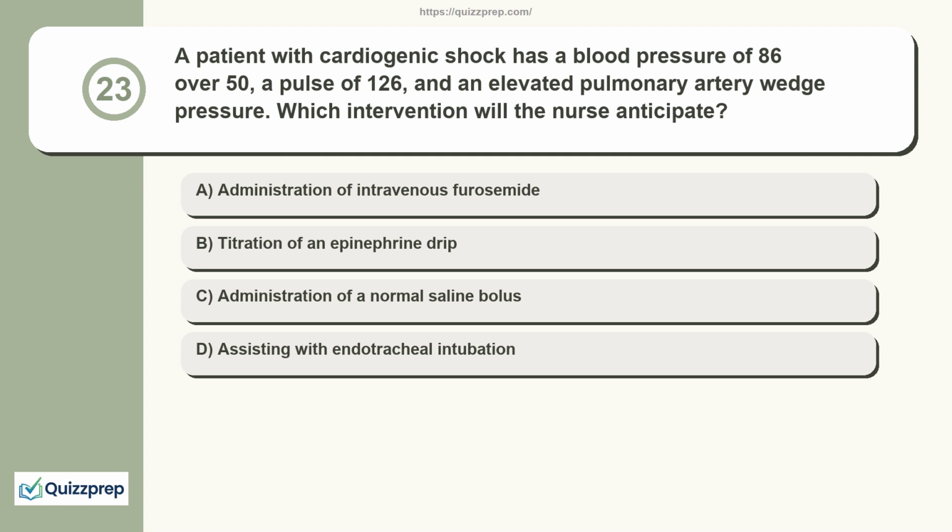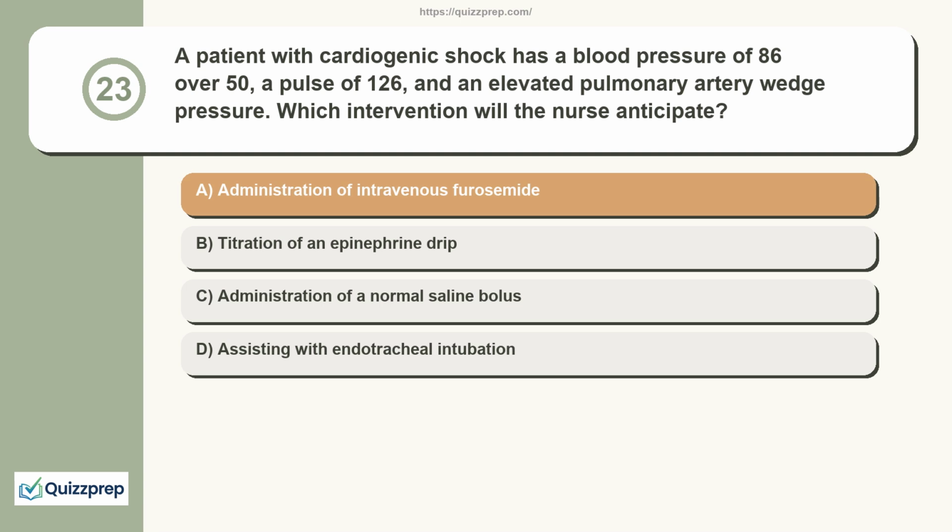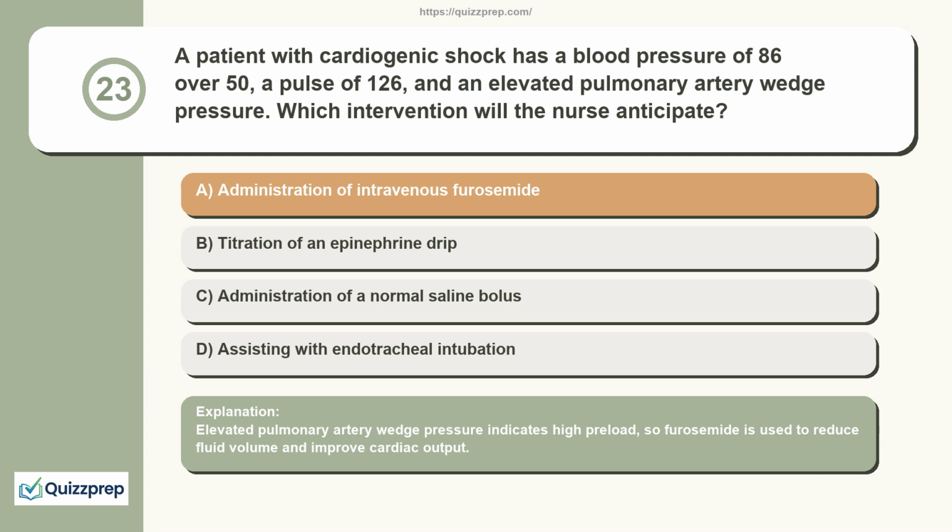Question 23. A patient with cardiogenic shock has a blood pressure of 86/50, a pulse of 126, and an elevated pulmonary artery wedge pressure. Which intervention will the nurse anticipate? Administration of intravenous furosemide, titration of an epinephrine drip, administration of a normal saline bolus, assisting with endotracheal intubation. Elevated pulmonary artery wedge pressure indicates high preload, so furosemide is used to reduce fluid volume and improve cardiac output.